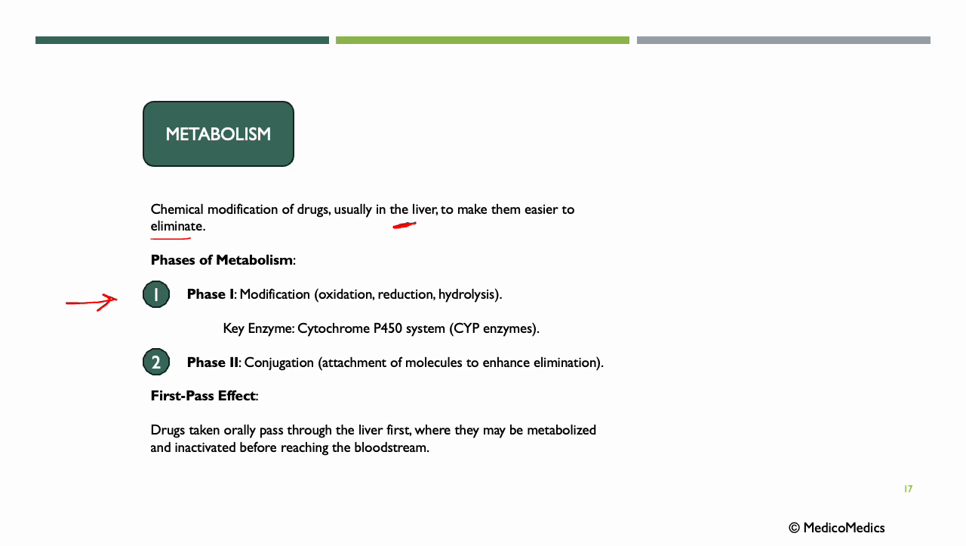Phase 1 involves modification reactions like oxidation, reduction, or hydrolysis, which introduce or expose functional groups. These reactions are primarily carried out by the cytochrome P450 enzyme system, often abbreviated as CYP enzymes. Now, phase 2 is conjugation, where the drug is joined with a water-soluble molecule, like glucuronic acid, for example, making it easier to excrete through urine or bile.